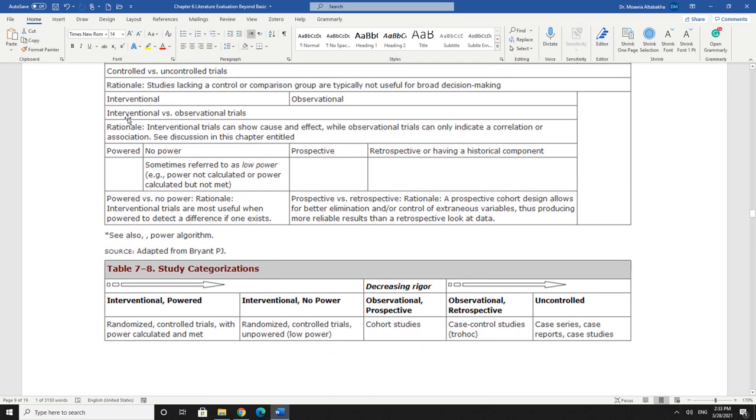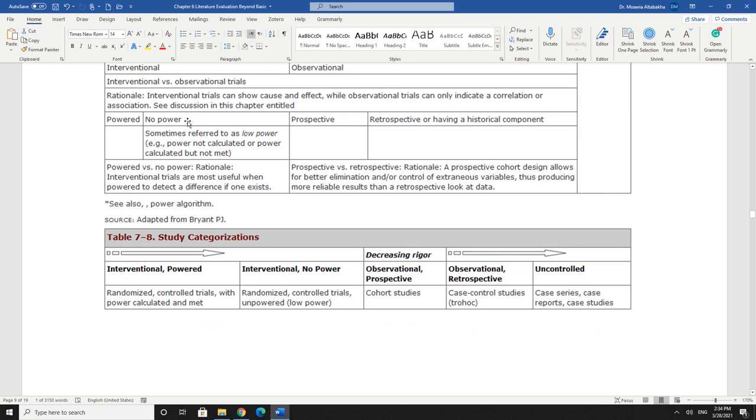Now, interventional versus observational study. Of course, an interventional trial can show a cause and effect relationship. But the observational, what did we say? It indicates correlation or association. It doesn't tell you that this will cause this. Okay? Now power, no power. Of course when I say powered, I mean here there is the right number of subjects.